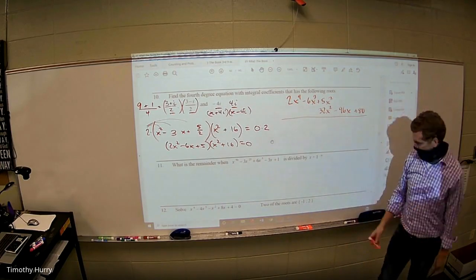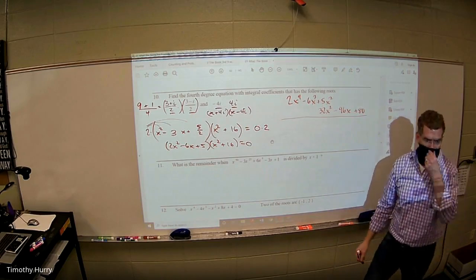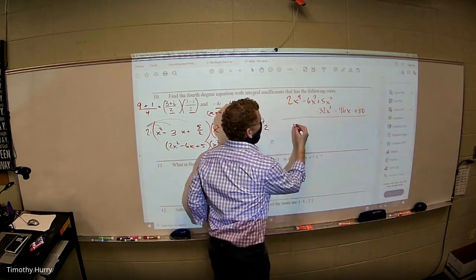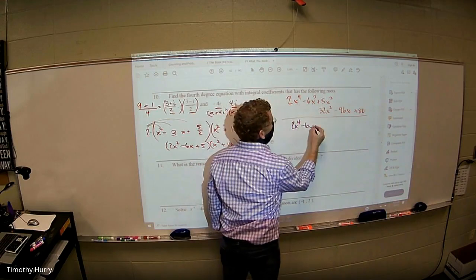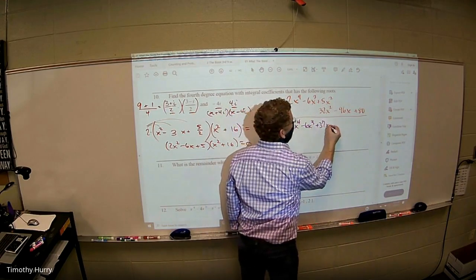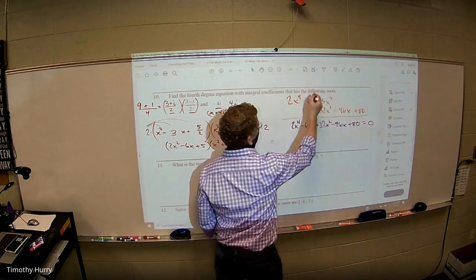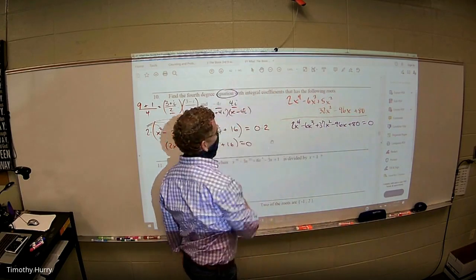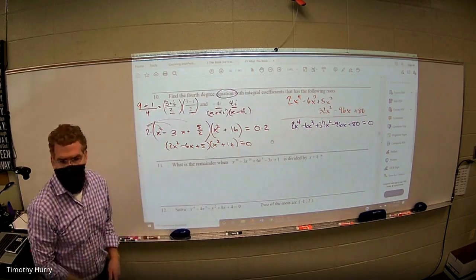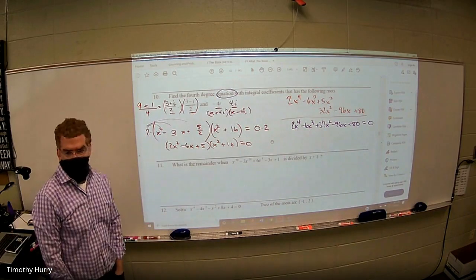A little bit did. Y'all see an error? If you see an error, throw it out. So I end up with 2x to the 4th minus 6x cubed plus 37x squared minus 96x plus 80. And again, don't forget to set it equal to 0 because it said equation. Right?